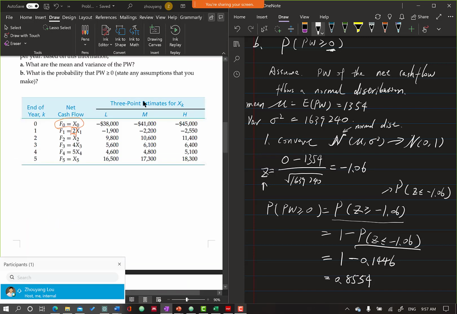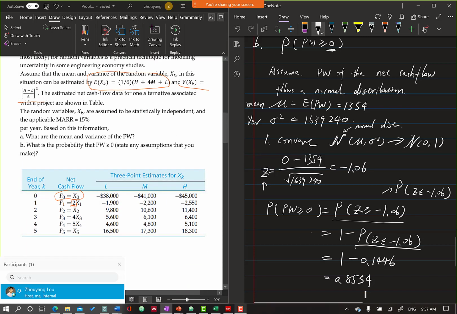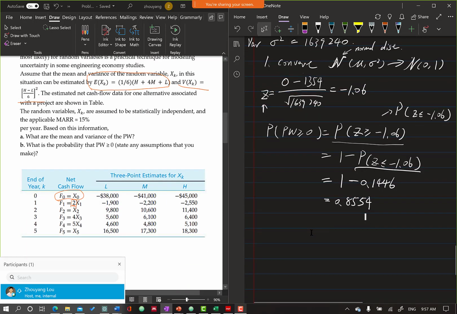Okay, so let's get back to the problem. Actually, we just found the probability that present worth is larger than or equal to 0, which is this one. And we are done.